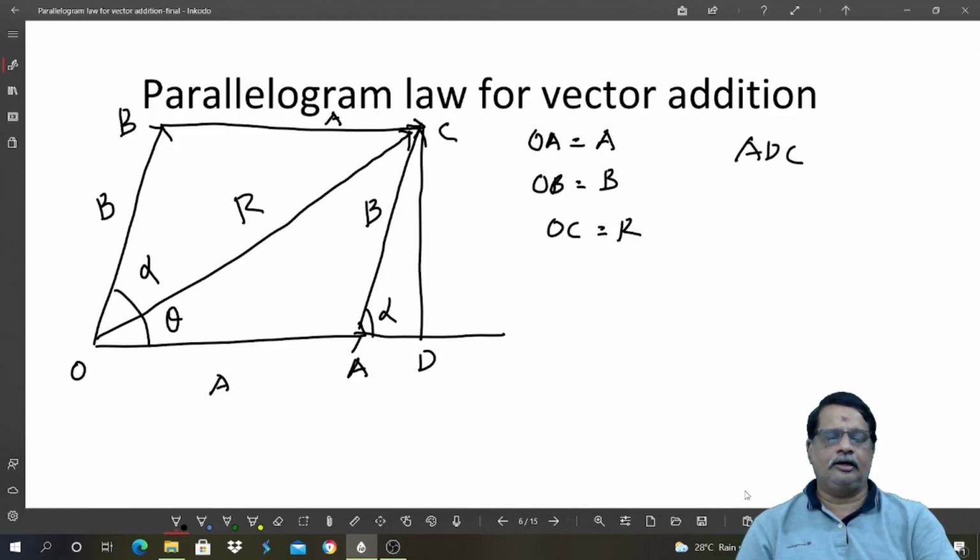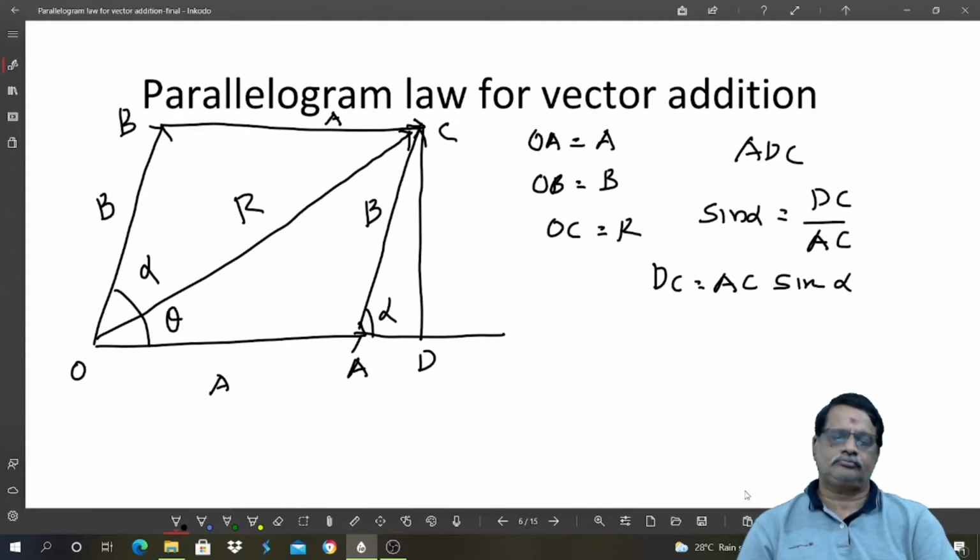Now in that right angle triangle ADC, we will find sin alpha. So what is sin alpha? Sin alpha is DC by AC. That is our sin alpha. And therefore DC equal to AC sin alpha, and AC is of course B, because OB is B, and this AC is nothing but the parallel displacement of OB. So AC is also B. So DC equal to B sin alpha.